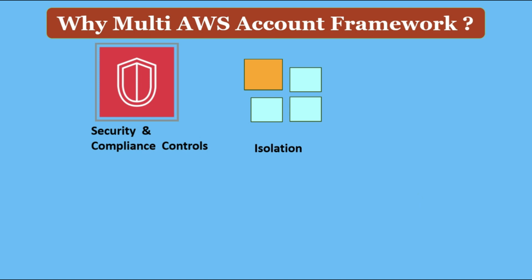Next one is isolation. An AWS account provides a strong network security protection boundary. Any potential risks and threats can happen only within the AWS account. It will not affect other accounts. So there could be different security needs and different security profiles, or different teams may be operating on this account. So it's always better to isolate one account from another account.